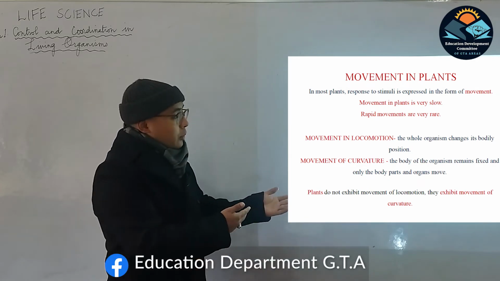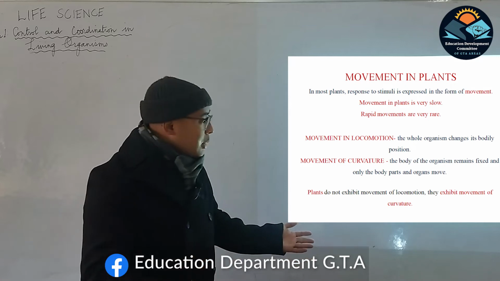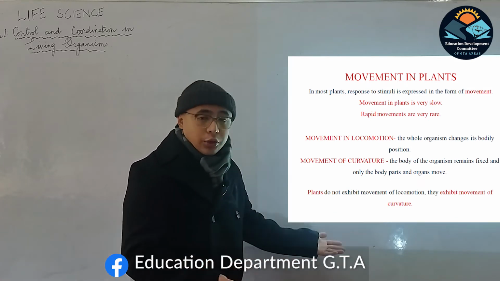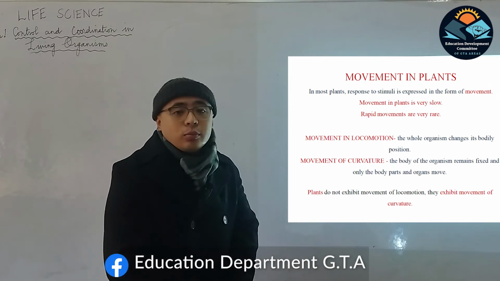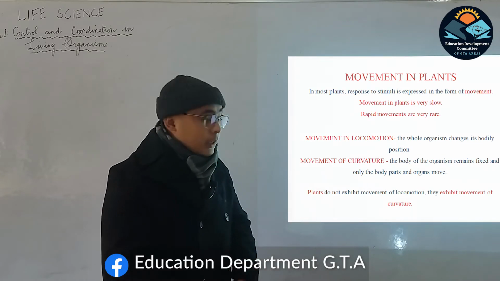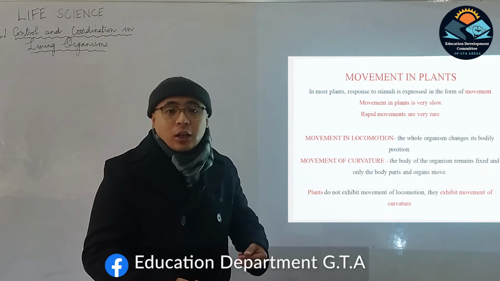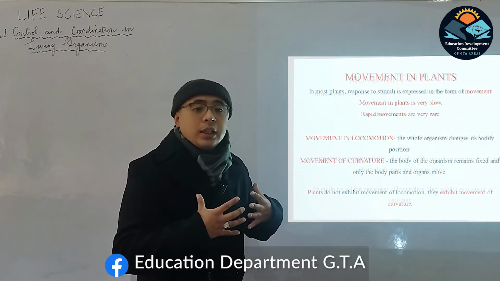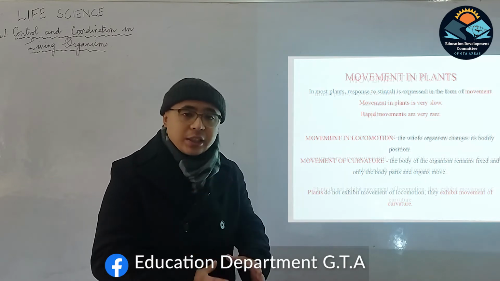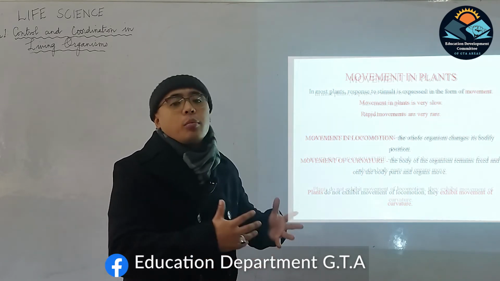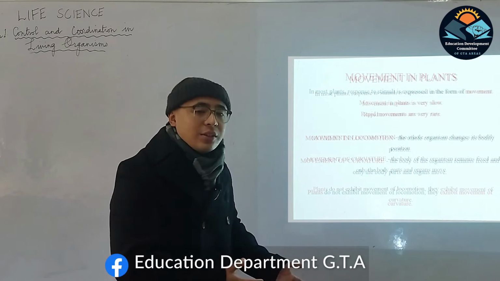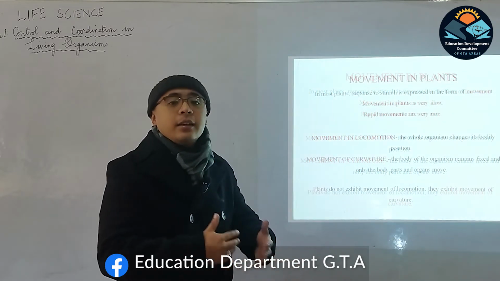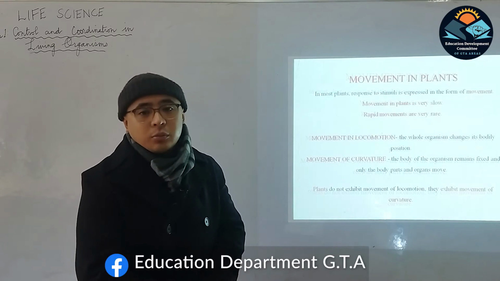So here we have established that plants do not exhibit or show movement of locomotion. They only exhibit movement of curvature. Now, which means to say that plants, although they respond by moving, they do not change their bodily position. Their body remains fixed in one place. Only the different body parts, which are the different branches or different leaves, will only move in response to different types of stimuli.